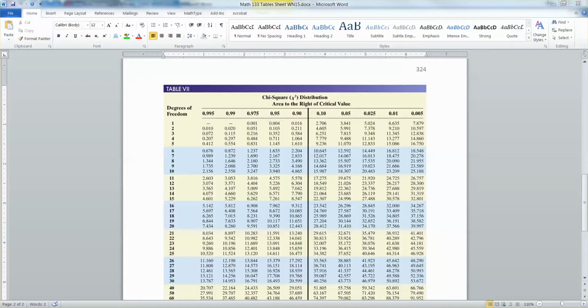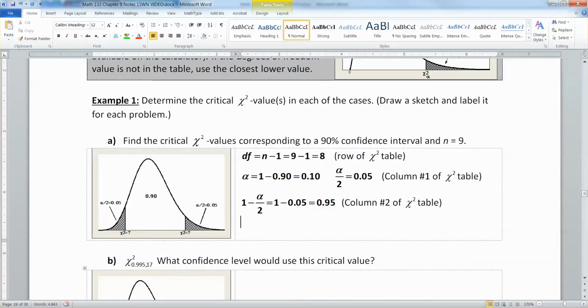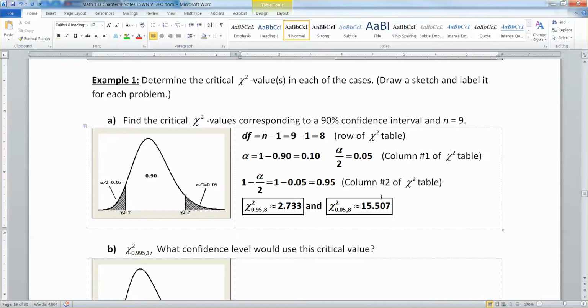Okay, so let's go type those up. And there we have the two values. It's a little strange, but the 0.05 one is actually the one on the right over here. So that's 15.507. And then the one on the left actually corresponds to 0.95, because that's 0.95 to the right of it. And degrees of freedom is still 8. And that would be 2.733. Both of those values are coming right out of the table.